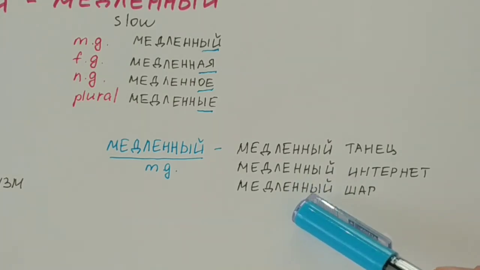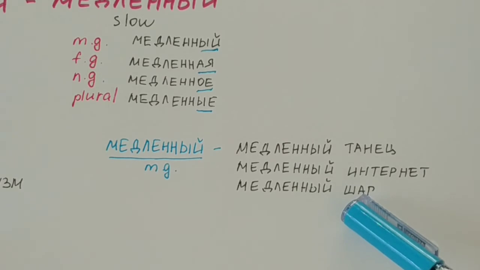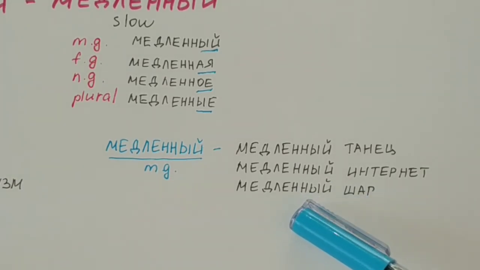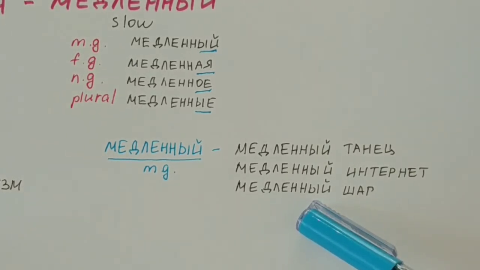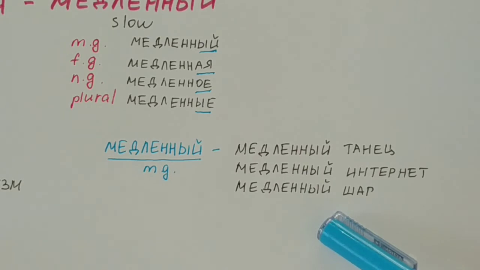And the third example is медленный шаг. Шаг means step, so медленный шаг is, like I said, an expression which roughly can be translated into English as slow step, but it is basically like slow walking. So медленный шаг, slow walking.